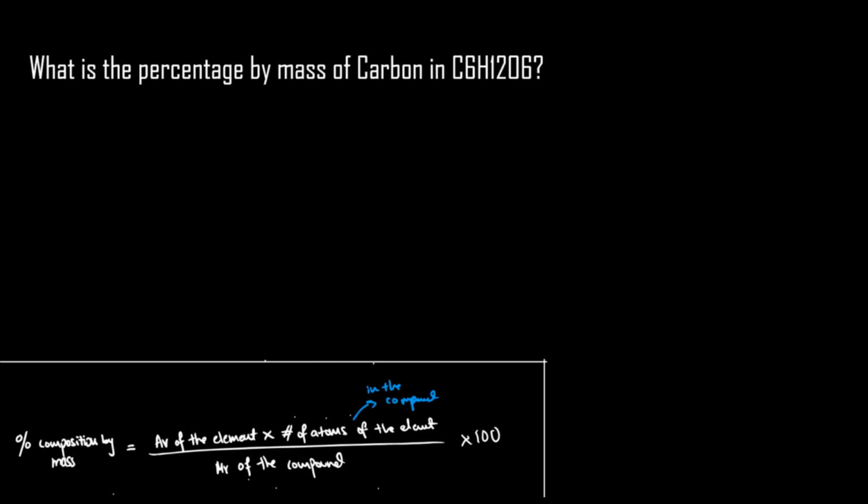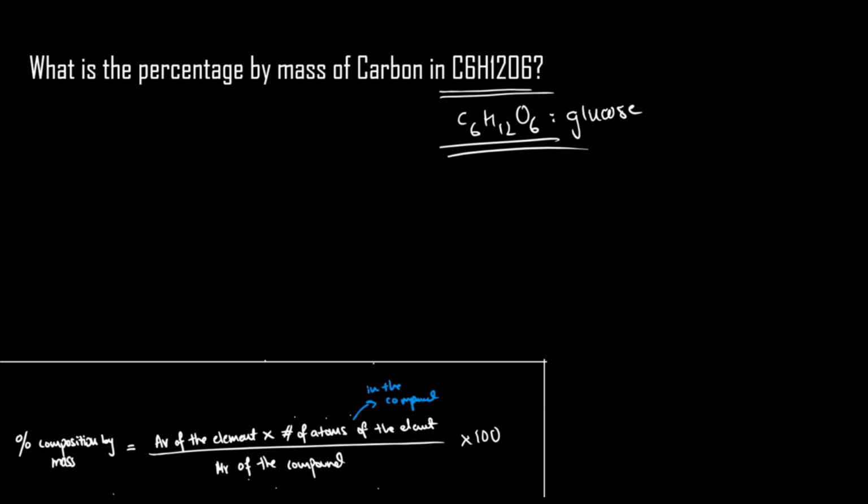Okay, so here's another question. Now I'm trying to make it a bit more complicated, and then the last question I'll end it off with a much more complicated substance. So over here we have C6H12O6. What is that? That's glucose, or you could say, those are your monosaccharides, your sugars. Okay, carbohydrates. What is the percentage by mass of carbon in C6H12O6?